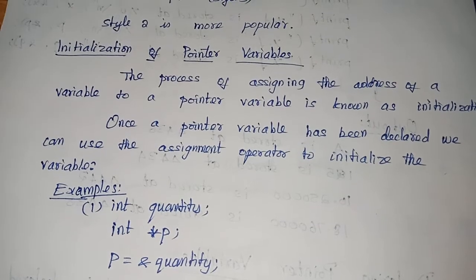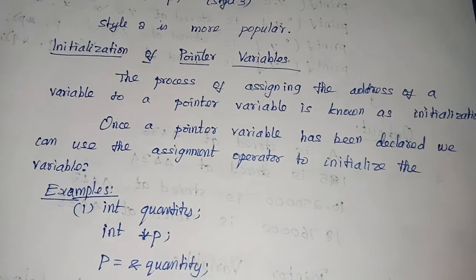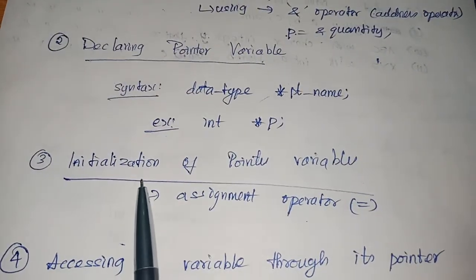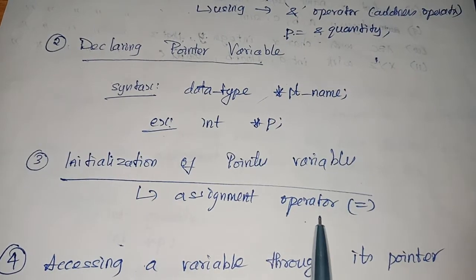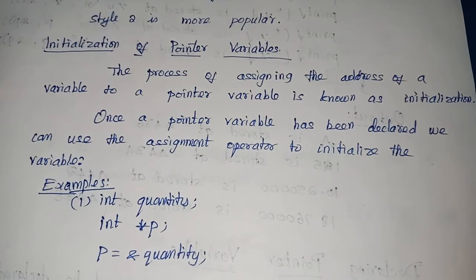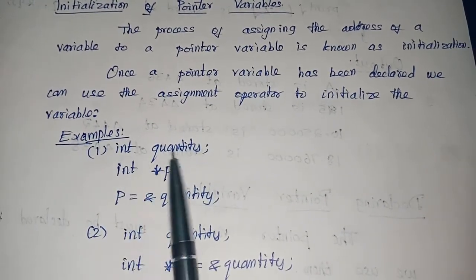Now let us see initialization of pointer variables. How to initialize a pointer variable? I can initialize a pointer variable using the assignment operator, the equal to symbol. Yes, how to assign? Look at this example.